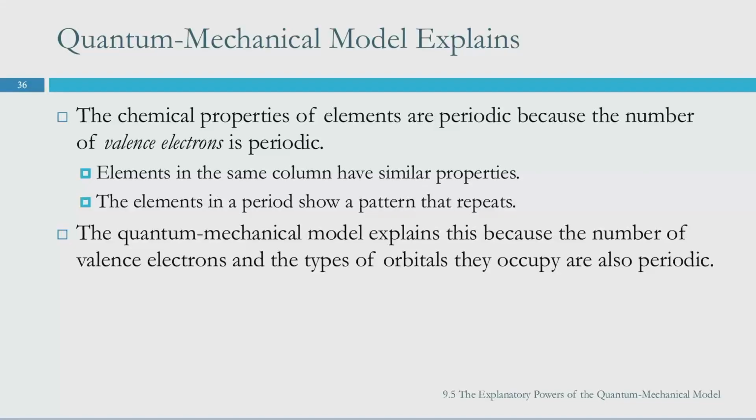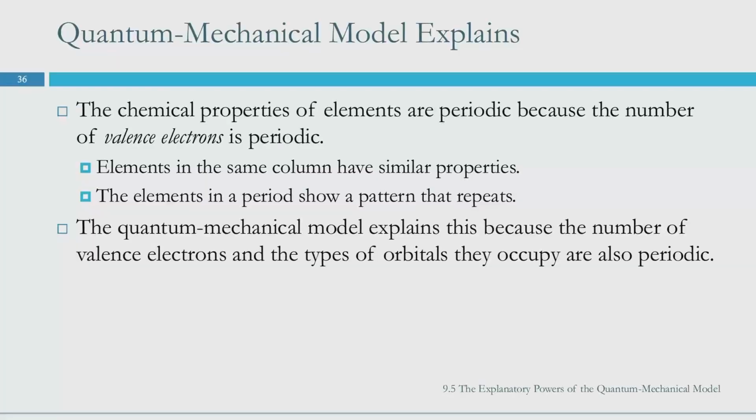All right, it's our lab lecture for chapter 9. So part of the reason that we've been talking about all of this is to talk about periodic properties on the periodic table, why it's called a periodic table. The chemical properties of the elements are periodic because the number of valence electrons is periodic. So elements in the same column have similar properties.